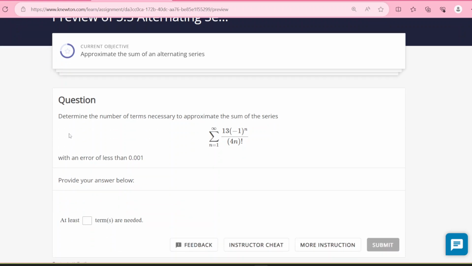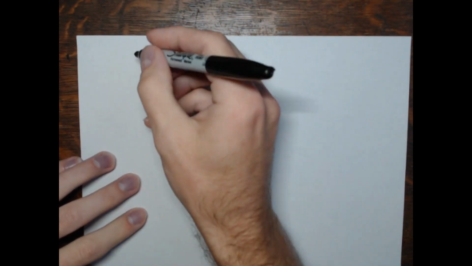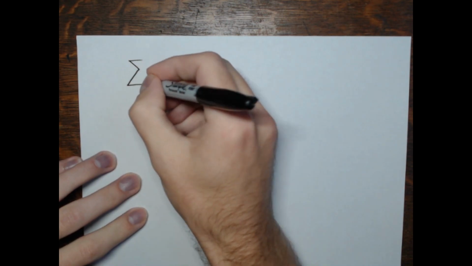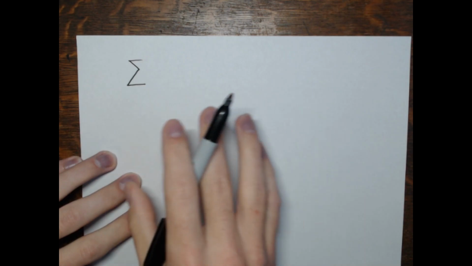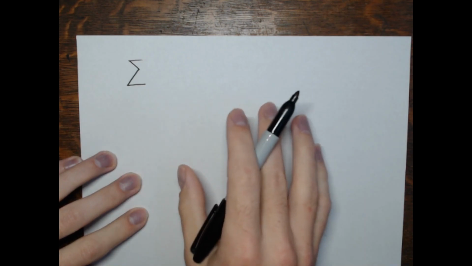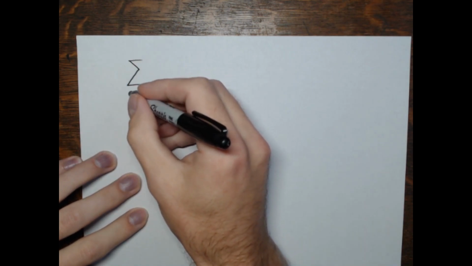So we're asked to find that capital N, right? Determine the number of terms necessary to approximate the sum of this series to within an error less than 1,000th again. So very similar to a problem we saw earlier. So we've got to write this up. So here's this alternating series. Now they told us it's convergent. We don't have to check that, but you could do the absolute alternating series test and see that this is convergent.